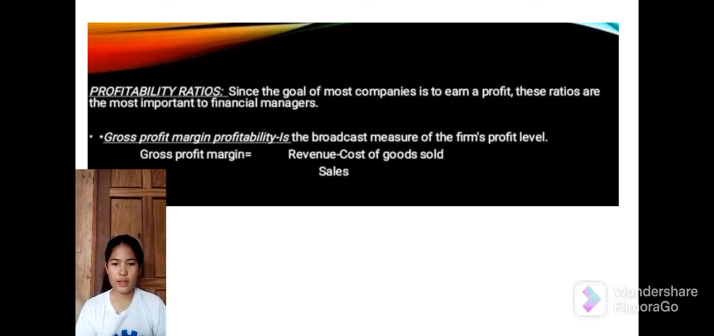Profitability ratios. Since the goal of most companies is to earn a profit, these ratios are the most important to financial managers. Gross profit margin is the broadest measure of the firm's profit level. Gross profit margin is equal to revenues minus cost of goods sold, divided by sales. Gross margin measures profit before operating expenses, interest, and taxes are subtracted.